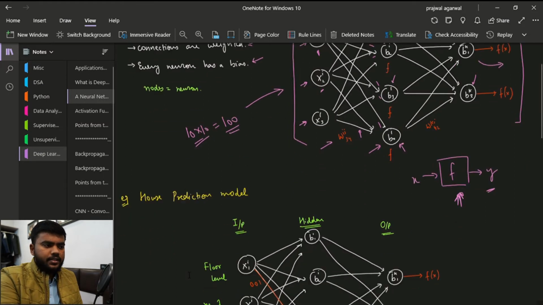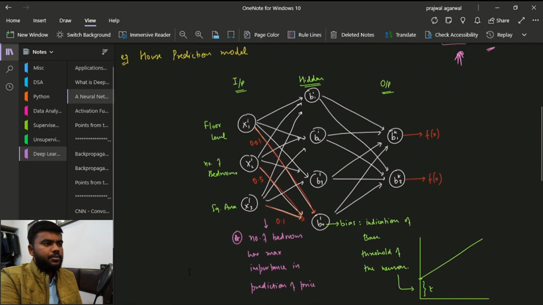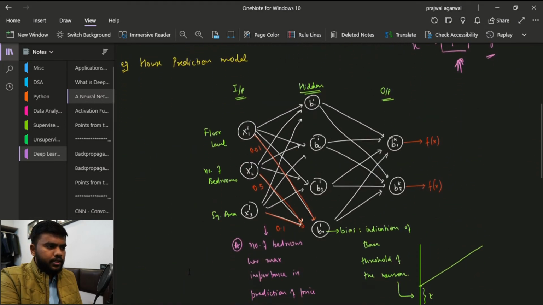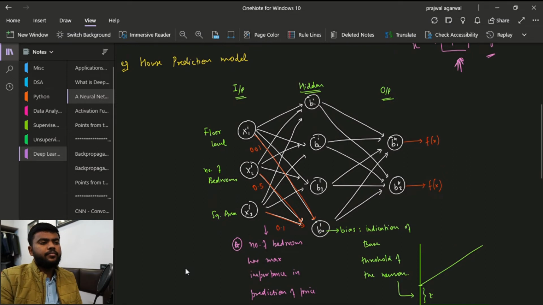For example, let's see a house prediction model. The number of input features can be the floor level, how many floors. Basically we have to predict if a house will be sold or not. So there are certain features that we can have: how many floors, how many bedrooms, and the square foot area of the house. These are the inputs. Then we have some weight associated.